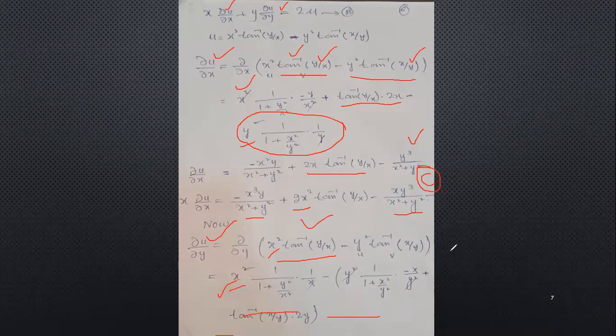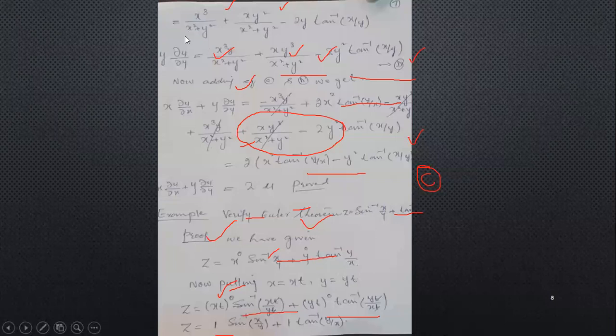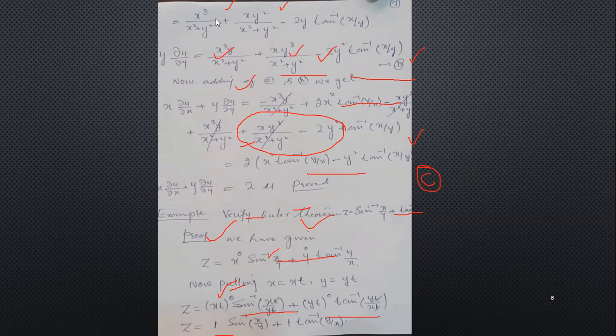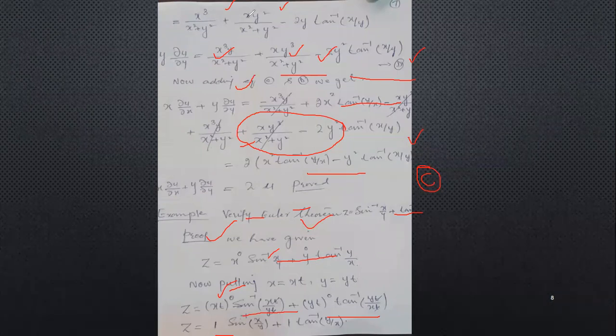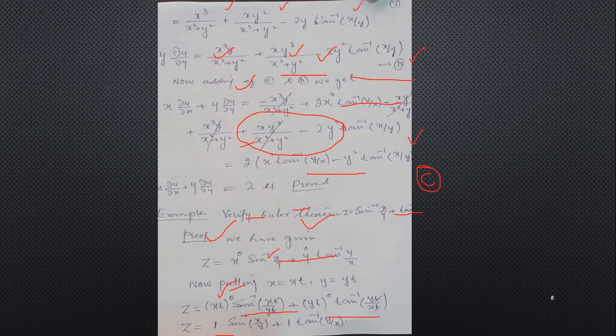When you use the u into v formula on this, these two terms will come. Now when we simplify them, y square numerator and denominator cancel, and after that the simplification of these terms is x cube divided by x square plus y square. This is the simplification of the first term. Now the simplification of the second term is x into y square divided by x square plus y square, and the simplification of the third term is minus 2y tan inverse x upon y.